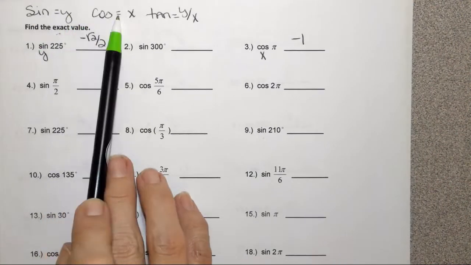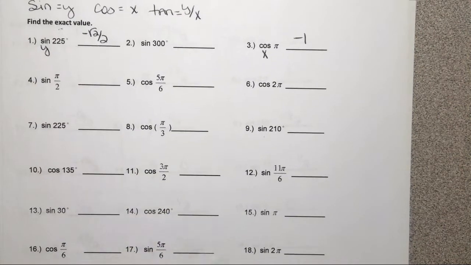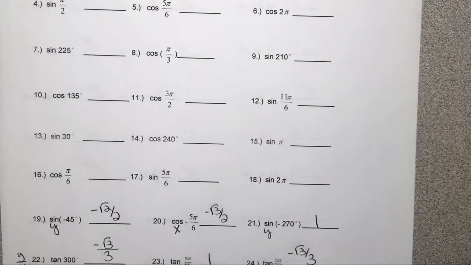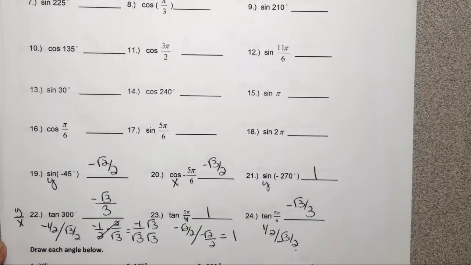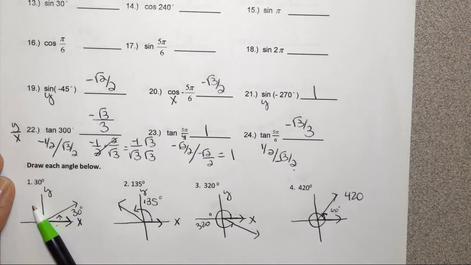Okay, so again, you need to know that sine is y, cosine is x, tangent is y divided by x. If you don't know your unit circle, you will not be able to answer anything through 24. On 1 through 4 at the bottom, when you had to draw, they were just making sure that you know that counterclockwise is positive, and one time around the circle is 360. Okay, so again, unit circle is super important. Let's go look at the next section.